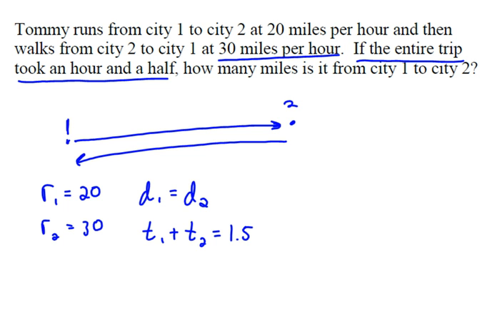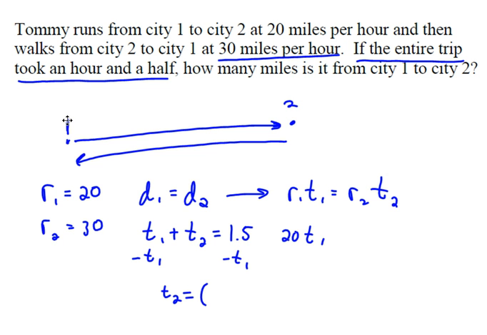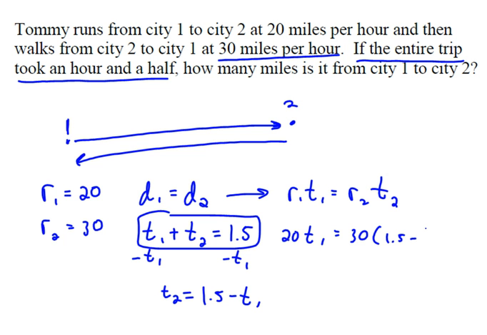Well, we know that from this formula that we have rate 1 times time 1 equals rate 2 times time 2. So now we can just plug things in. We know that rate 1 is 20. Time 1, we're going to just call T1. But for time 2, what we're going to do is subtract time 1 in this equation and get 1.5 minus time 1. So I'm going to manipulate this equation to solve it. And so that's going to give you 30 times, and then it's just going to be 1.5 minus time 1.